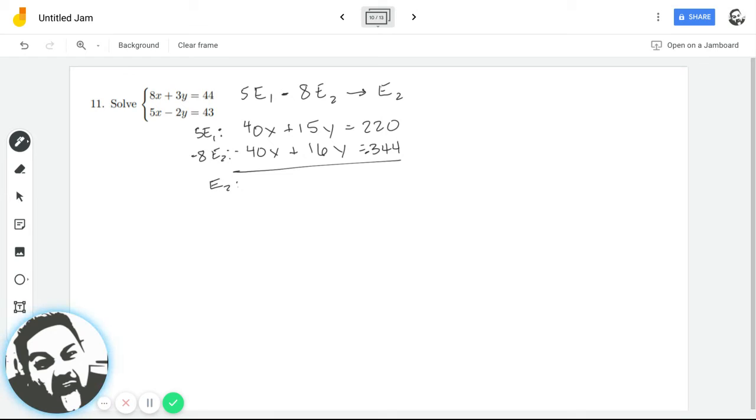All right, so the 40x's cancel out. The 15y and the 16y yield a 31y. And then 220 and 344 comes out to negative 124, negative 124.